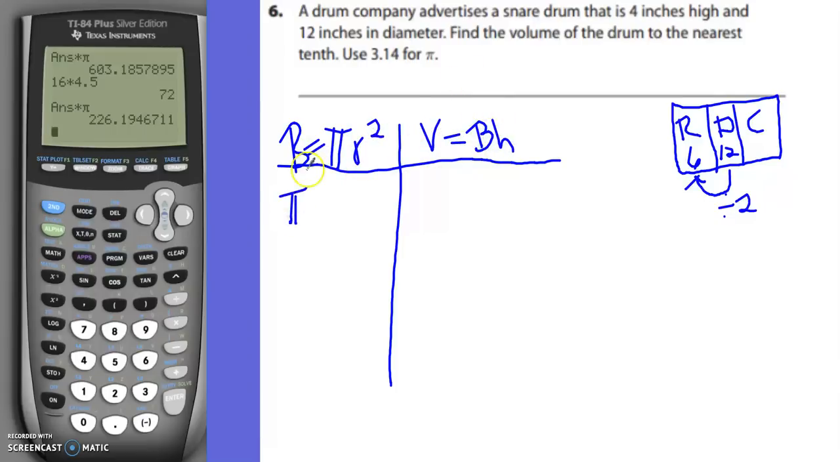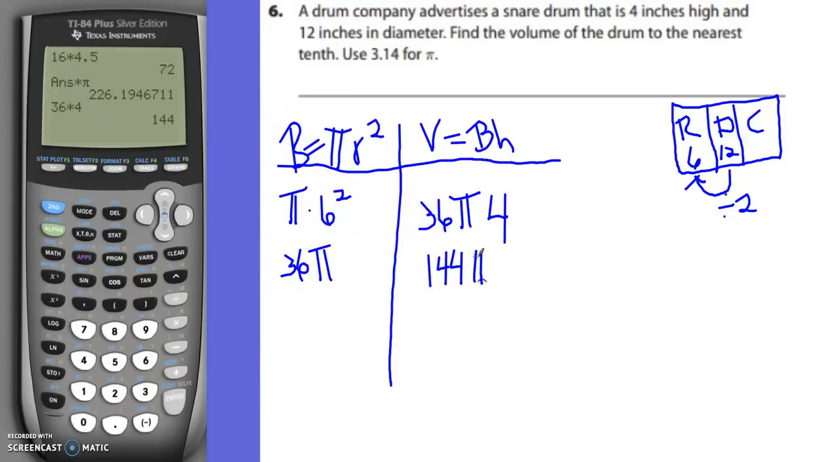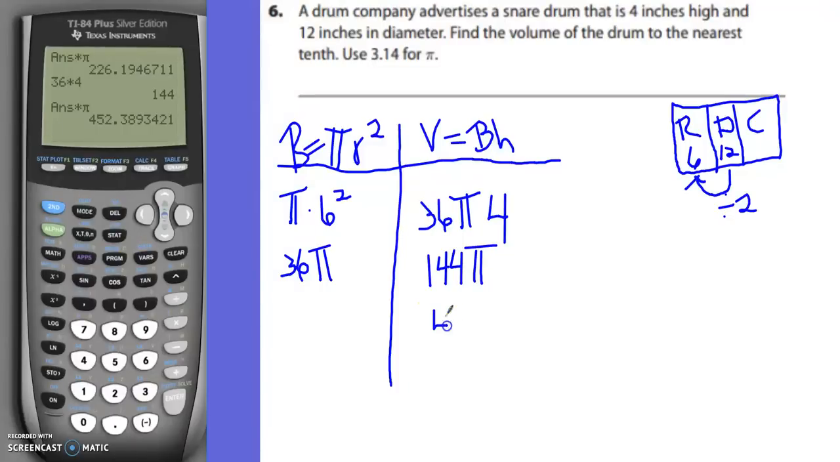So pi times 6 squared. 6 squared is 36 pi. So we have 36 pi times 4. So we're going to do 36 times 4, we're going to get 144 pi. So now 144 times pi, we get 452.4. And remember your units, so this is going to be inches cubed.